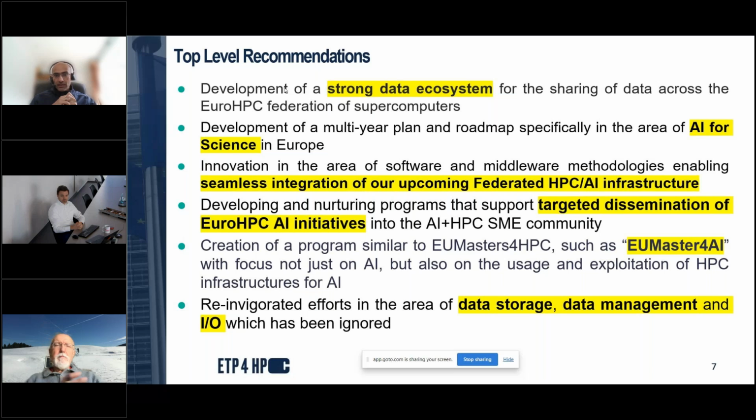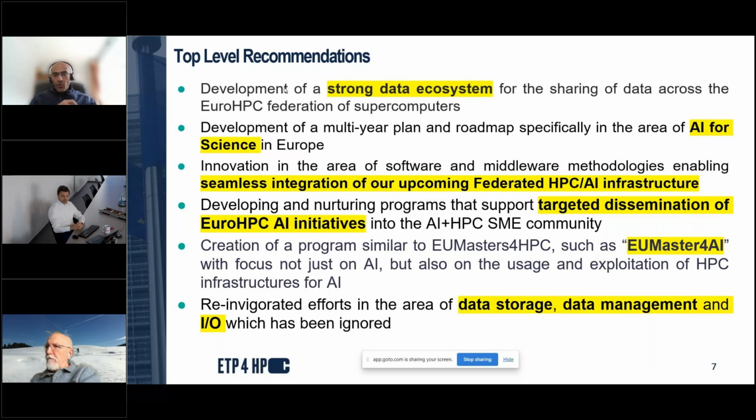And we have also recommended that there's going to be better dissemination of EuroHPC AI initiatives into our wider HPC and AI community in Europe. And secondly, we have some recommendations in education and training, where we recommend programs similar to EU Masters for HPC. We said that there need to be corresponding programs for AI.